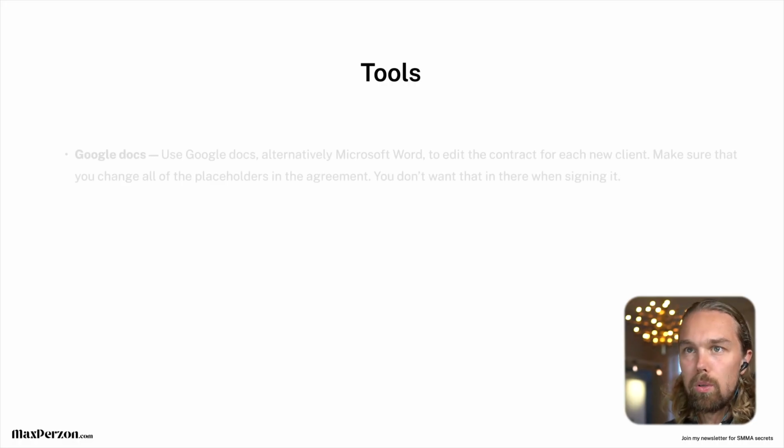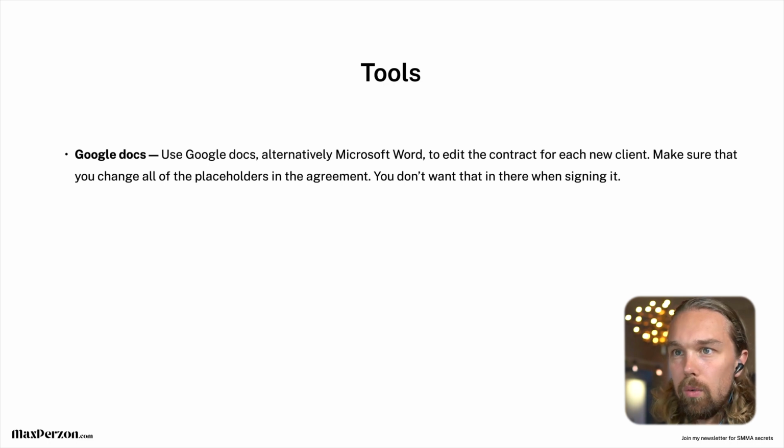And then tools. So let's talk about some tools. Google Docs. Really, the only thing you need to create a contract is Google Docs, right? So use Google Docs, or alternatively Microsoft Word or Pages on your Mac, to edit the contract for each new client.